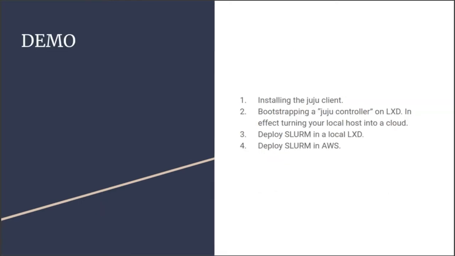So the demo that we are going to go through now consists of 4 parts. First we're going to install the Juju client. We're going to use the Juju client to bootstrap a local LXD cloud existing on the laptop. We're going to use Juju then to deploy SLURM in both the local host LXD cloud and also equally into AWS.